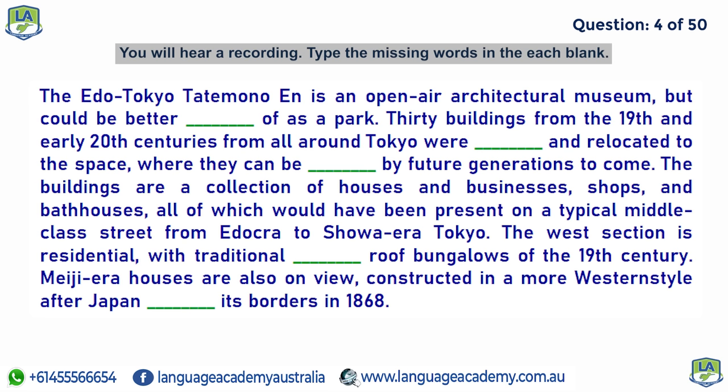The buildings are a collection of houses and businesses, shops, and bathhouses, all of which would have been present on a typical middle-class street from Taisho to Showa era Tokyo. The west section is residential, with traditional thatched roof bungalows of the 19th century. Meiji-era houses are also on view, constructed in a more western style after Japan opened its borders in 1868.